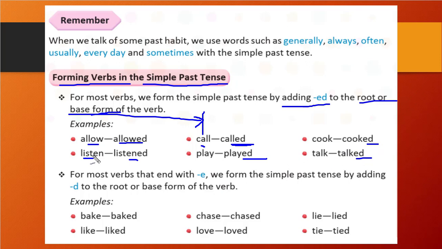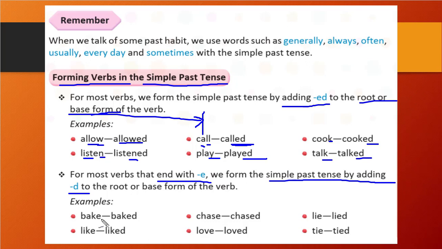Now let's see, it is not for each word, right? For some words it is different. So let's see other words. For most verbs that end with e, what is happening? For verbs that end with e, we form the simple past tense by adding d. See here, allow ends with w, here n, here l, here y, here k and k. So we have added ed.